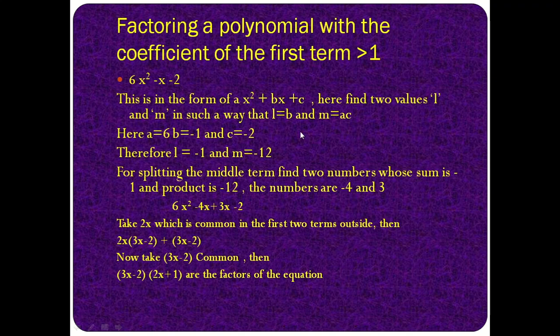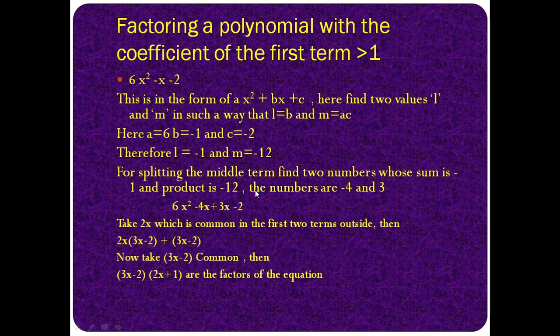So here in this equation, 6x square minus x minus 2, A is equal to 6, B is equal to minus 1 and C is equal to minus 2. Then what is L? L is equal to B, L is equal to minus 1. What is M? M is equal to A into C, 6 into minus 2, that is minus 12. So L is equal to minus 1 and M is equal to minus 12. Then now we are going to split the middle term.